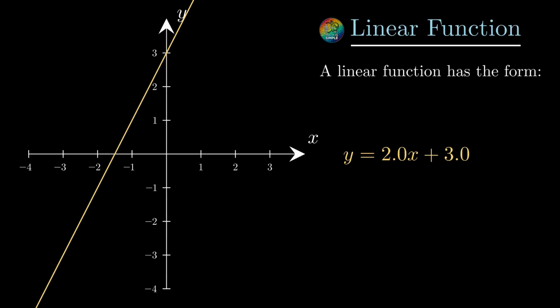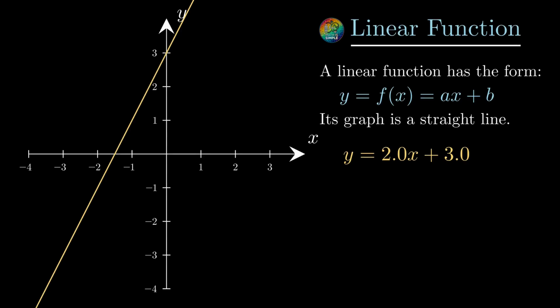Let's look at the general structure of a linear function. As you can see, a linear function always takes the standard form y equals f of x equals a times x plus b. No matter what numbers we choose for a and b, its graph will always be a perfectly straight line. Let's look at a concrete example.